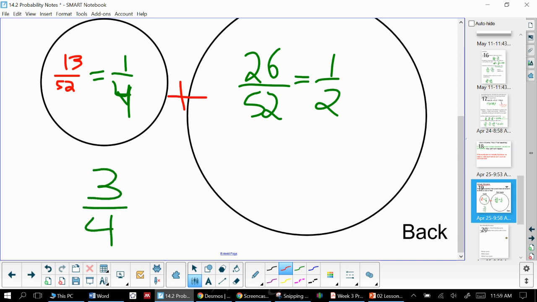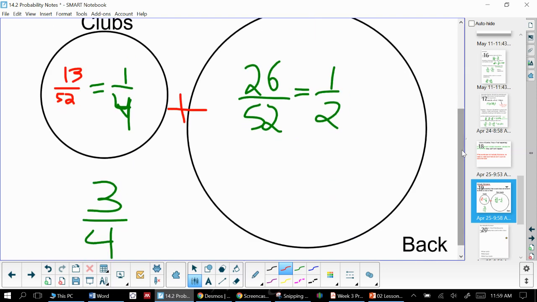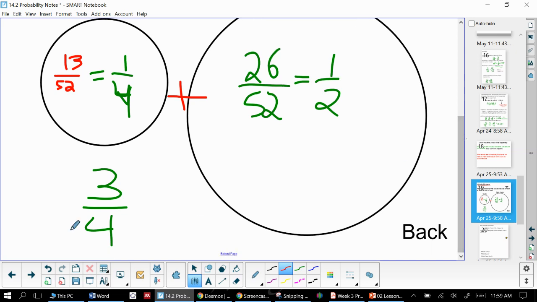And there are other ways to think about this too. If you were to go through and ask how many cards are either club or red, and then take that out of 52, well, there are 39 total cards that are club or red. 39 out of 52 is 3/4.